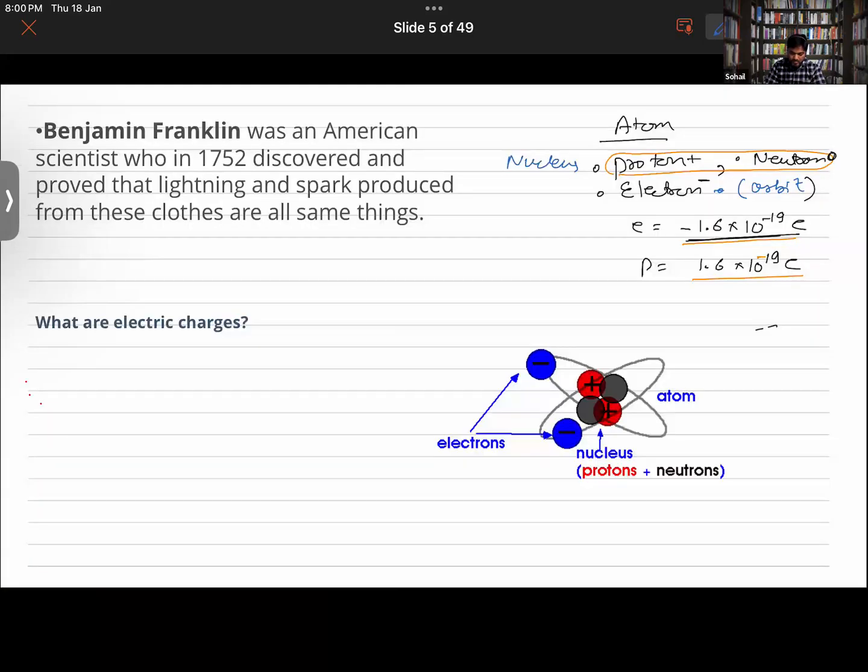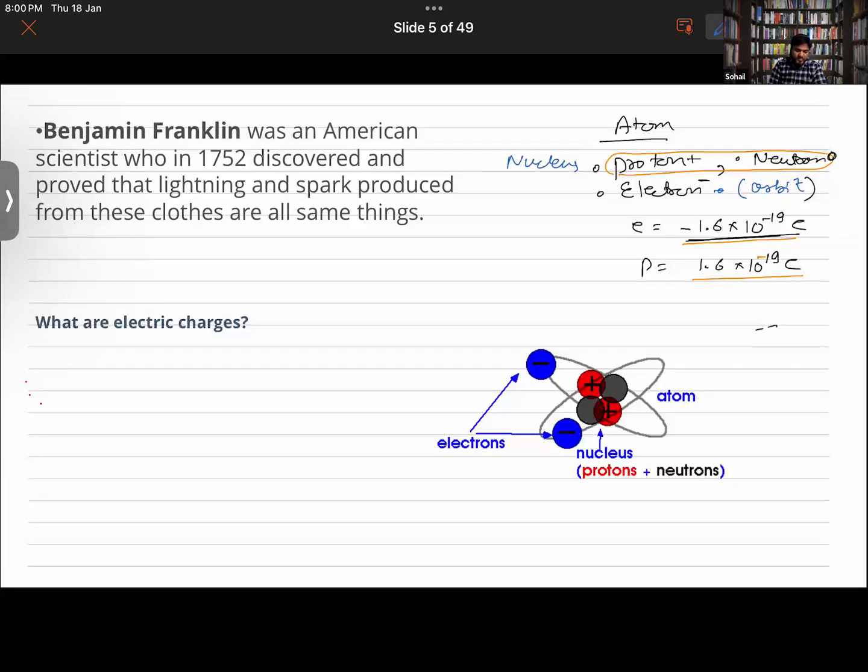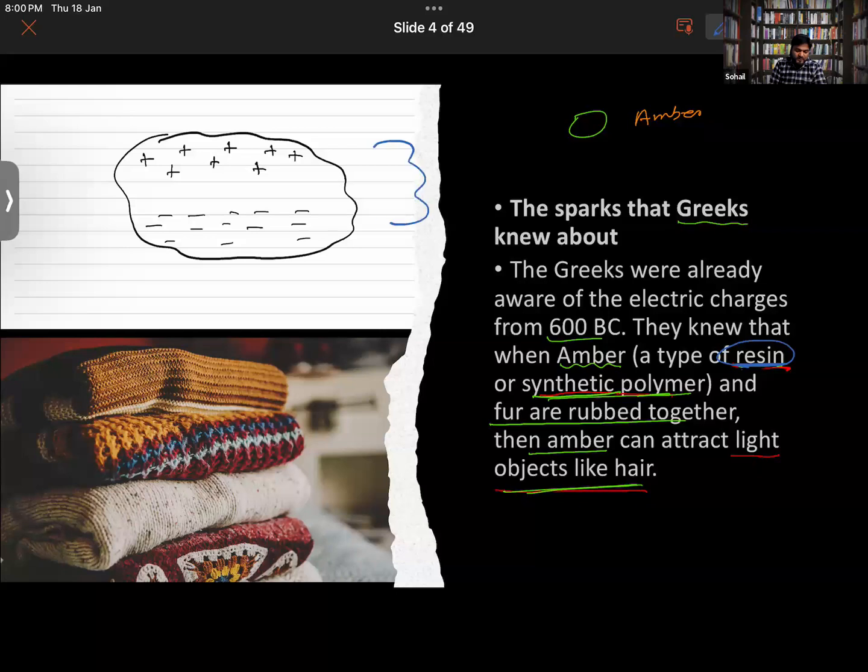When another cloud comes under the cloud which is having charges, negative and positive charges can also cause lightning. If another cloud comes in contact with this one, in that manner also lightning can happen.